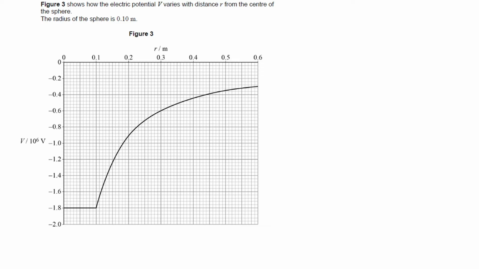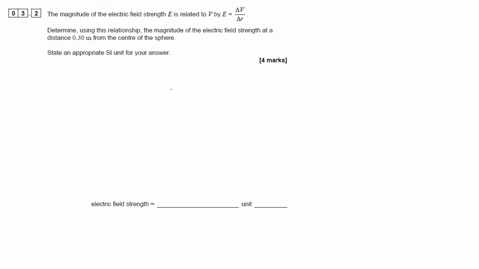Next question, we have this graph that's given to us, and you can see on the axis we have V on the y-axis, R on the x-axis. Okay, so this is potential and distance, and they've shown us this curve. For the first part of this question, it's asking us to find the magnitude of the field strength, and they've even told us here how to get that.